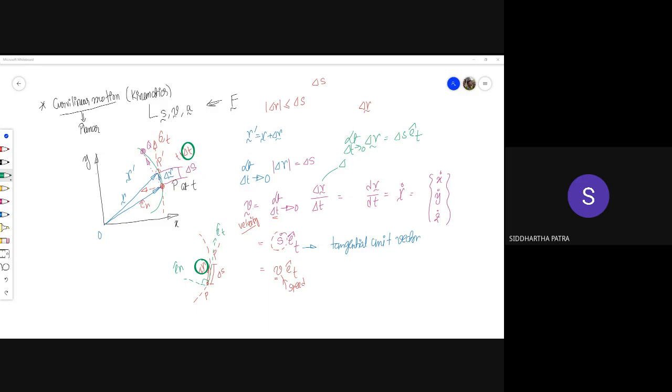Does that make sense now? Are you comfortable now? Delta r aligns itself with the tangent. Yes, sir.